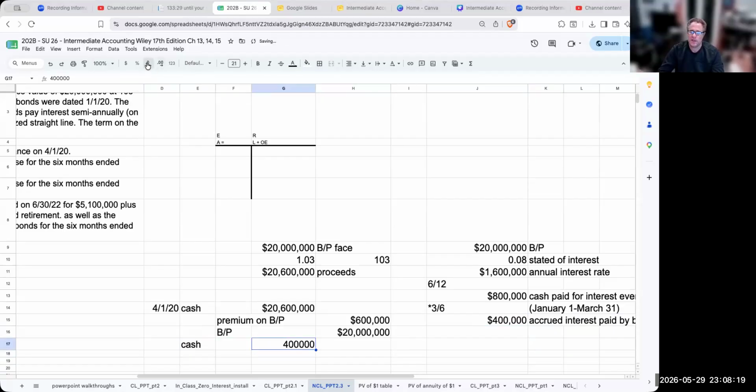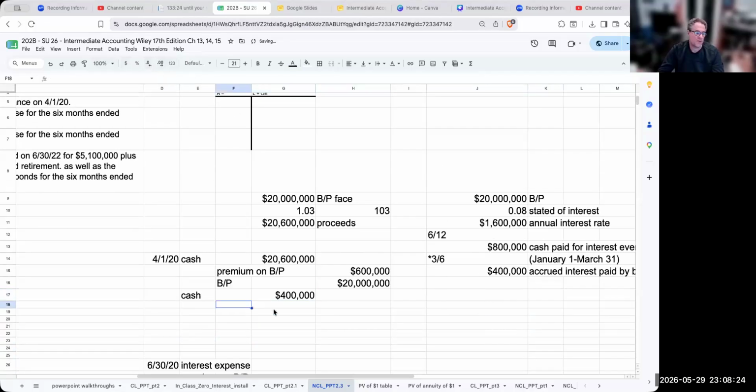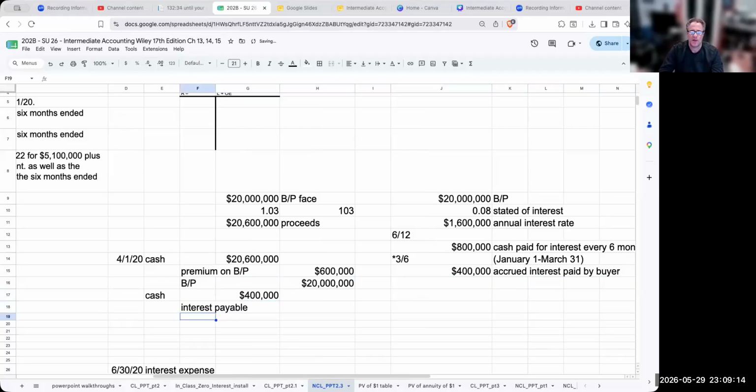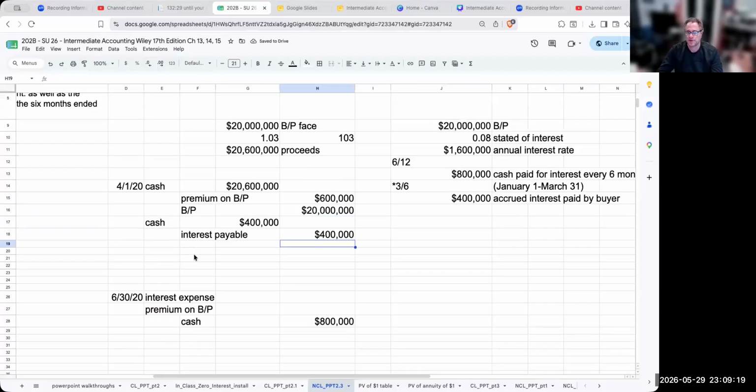So over here, I've got this accrued interest paid by the buyer, and I'm going to credit interest payable. The reason I'm doing this is that I'm going to have to pay this interest when we come to that very first payment. This is to record the bond issuance.